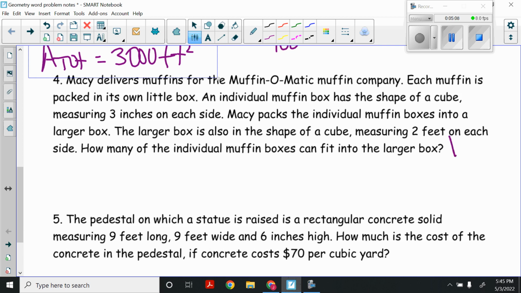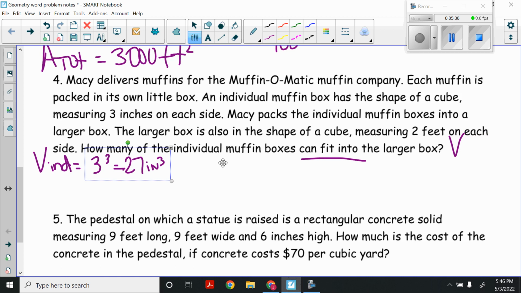So this is volume. How many can fit inside? Volume. So first, let's find the volume of each individual box. Remember, volume of a cube is just the side cubed. So 3 cubed gets me 27 cubic inches. But notice that the larger box is measured in feet. So let's go ahead and change our cubic inches into cubic feet.